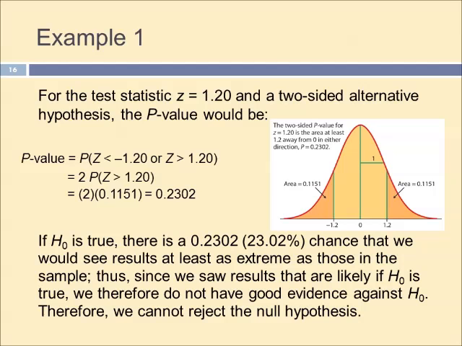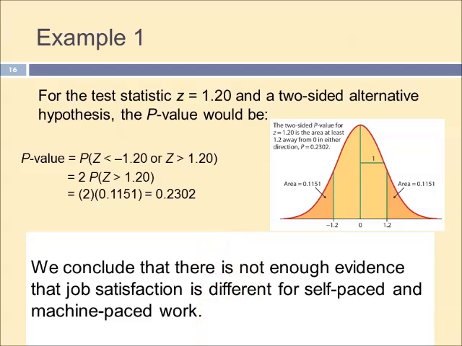So if the null hypothesis is true, there's a 23% chance that we would see results at least as extreme as those in the sample. Since we saw results that are likely if H0 is true, we do not have good evidence against the null hypothesis, so we can't reject the null hypothesis. We conclude that there is not enough evidence that job satisfaction is different for self-paced and machine-paced work.